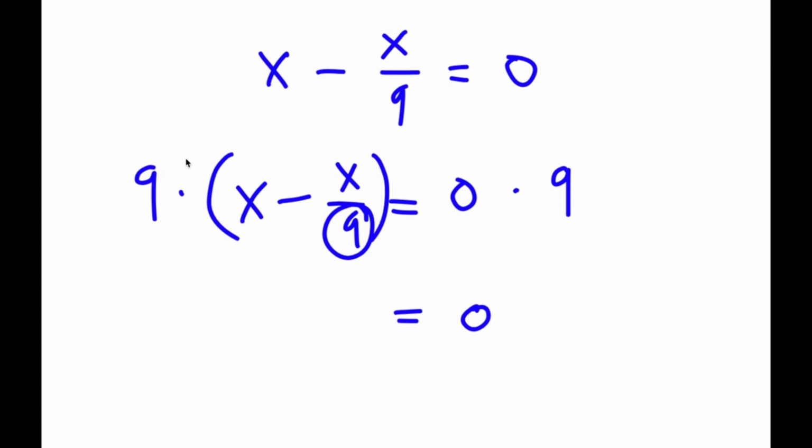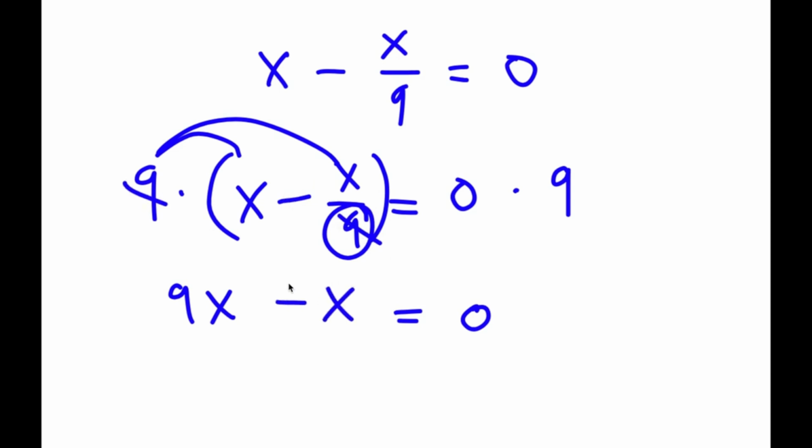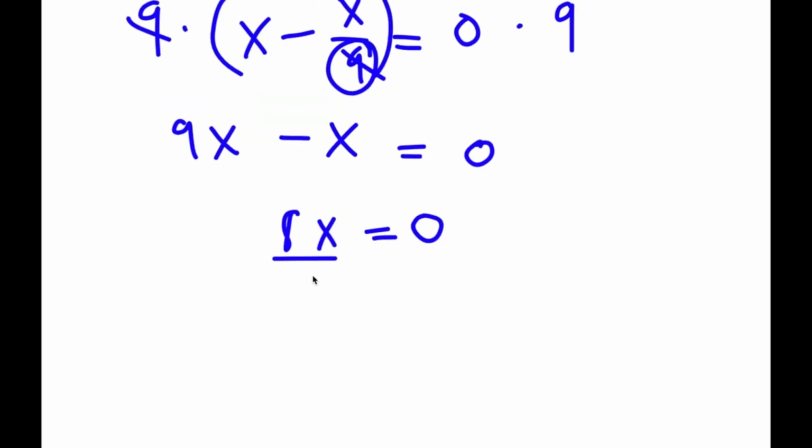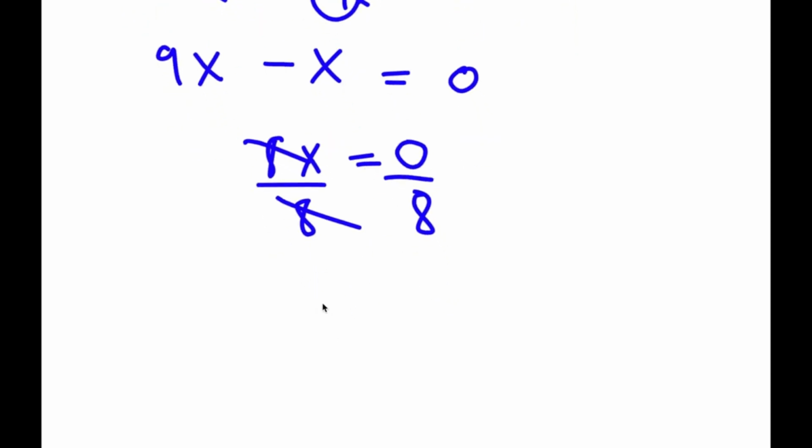So now when I multiply 9 with x minus x over 9, the 9 distributes. 9 times x is 9x, and 9 times negative x over 9, these two 9s simply cancel out, so I'll simply just be left with negative x. Now I have 9x minus x is equal to 0. 9x minus x is 8x, so I have 8x is equal to 0. And this is simple. All I have to do is divide both sides by 8. These two cancel out. And now I have x is equal to 0 divided by 8, which is 0.